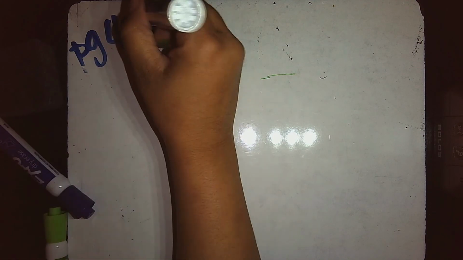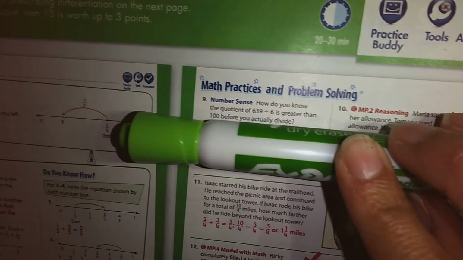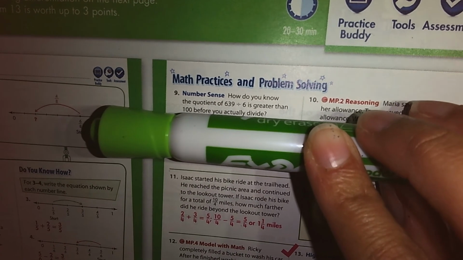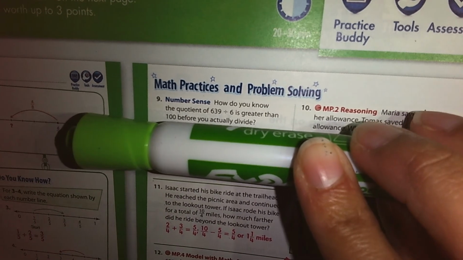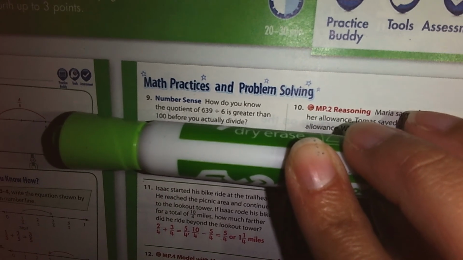Okay, then I would like to go on to the next page, 498, for you and read number 9. And it is a sentence, like a story problem. So, actually a question, sorry. How do you know the quotient of 639 divided by 6 is greater than 100 before you actually divide? So we're not dividing anything yet.